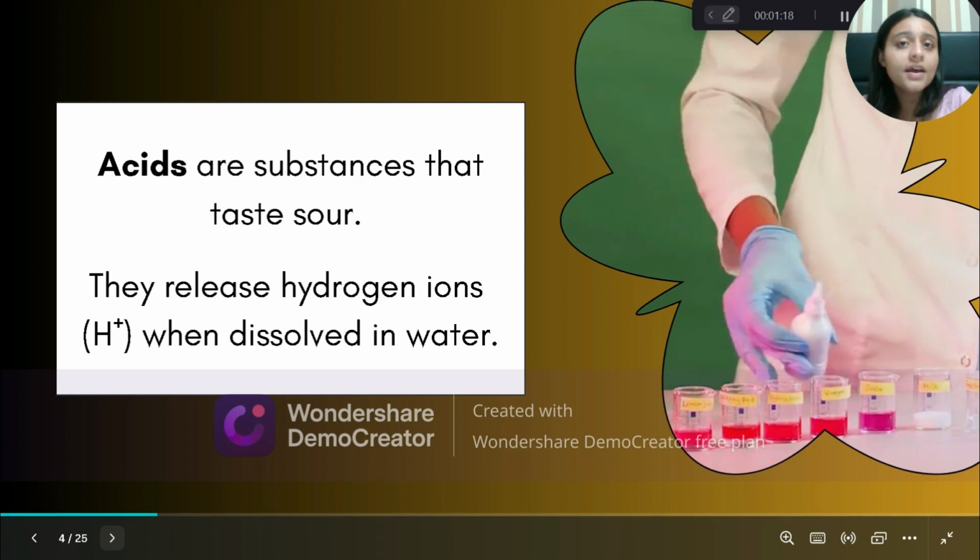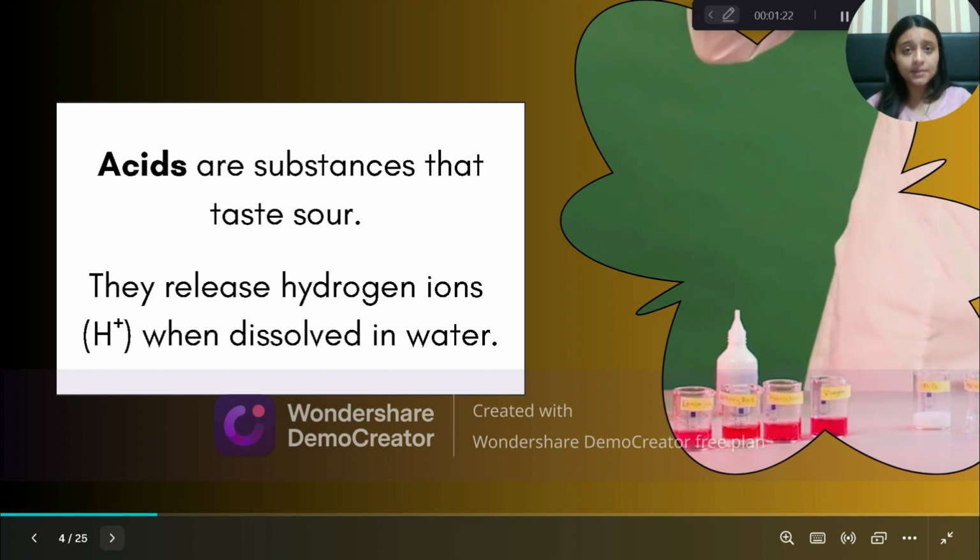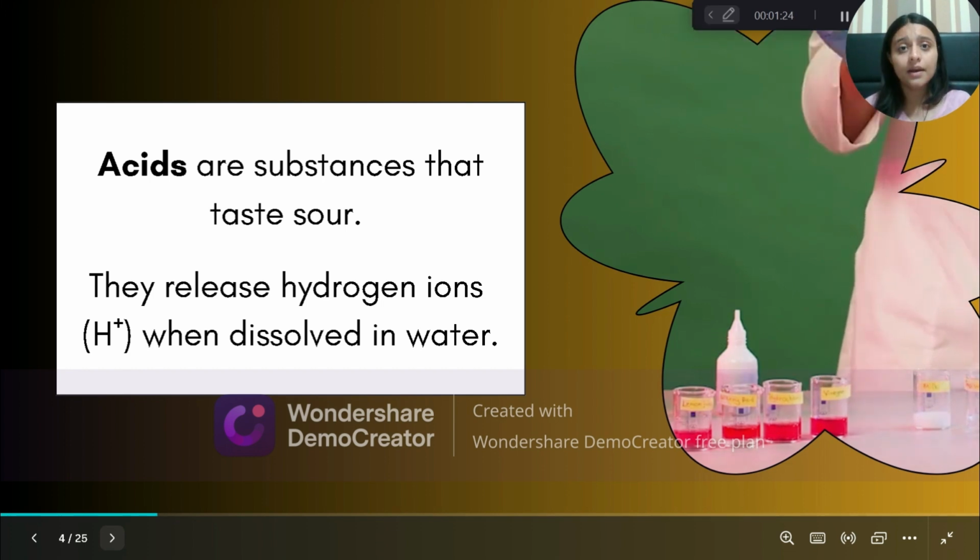We will learn what are acids. Acids are the substances that taste sour. Their physical property is that they taste sour. Sour means वो खट्टे होते हैं. Acids एक ऐसे substances हैं जो taste में कैसे होते हैं? खट्टे होते हैं. उनका characteristic क्या है?